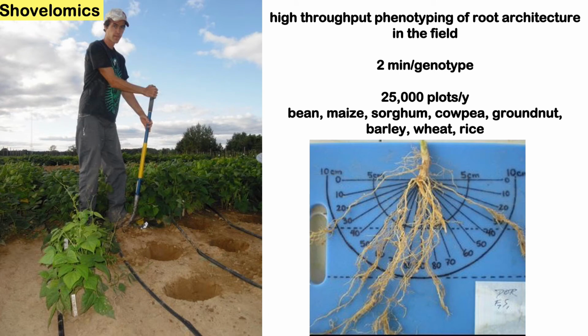I will conclude by talking a bit about phenotyping, starting with phenotyping root architecture in the field with shovelomics. Shovelomics consists simply of manually excavating, rinsing, and imaging root crowns in the field at the rate of about 2 minutes per plot for a variety of different crop species.